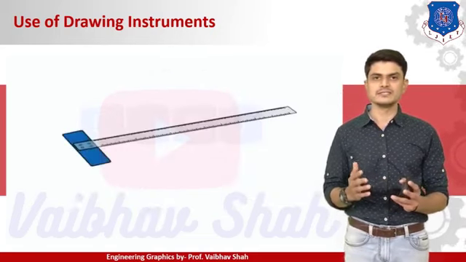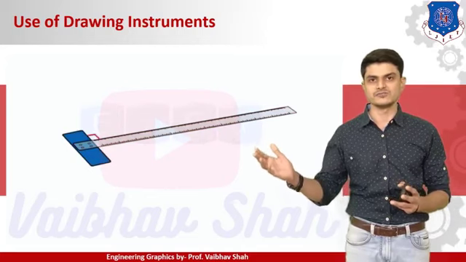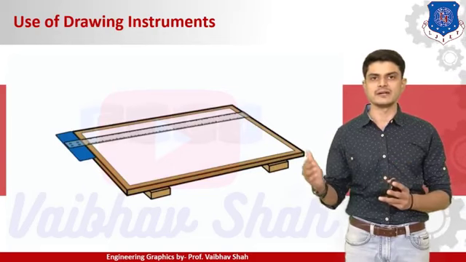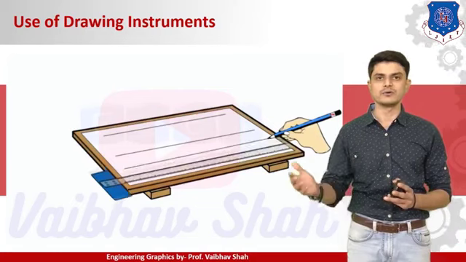Now let us see the usage of your T-square. We'll be having this T-square, so you need to place this T-square on your drawing board, fixing on the left hand side on the working edge, and you can slide it up and down, and with the help of your pencil you can draw parallel horizontal lines onto your drawing sheet.